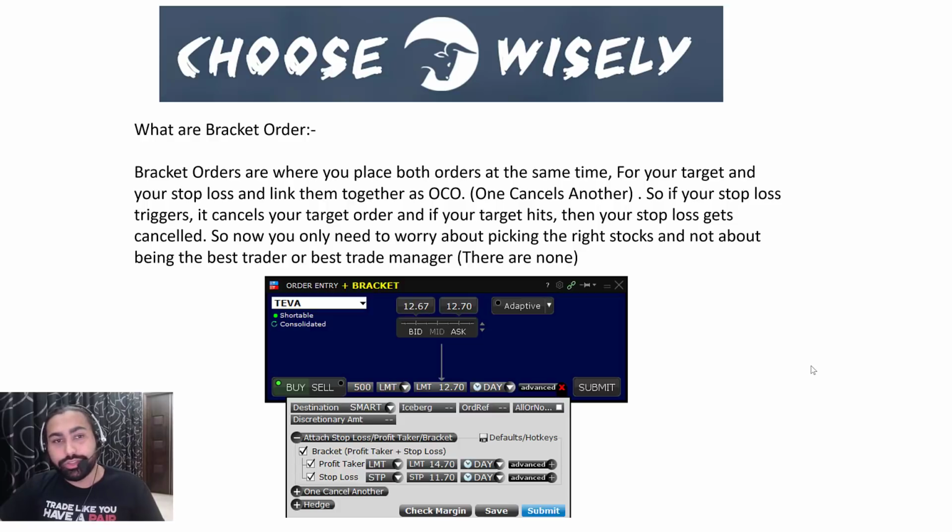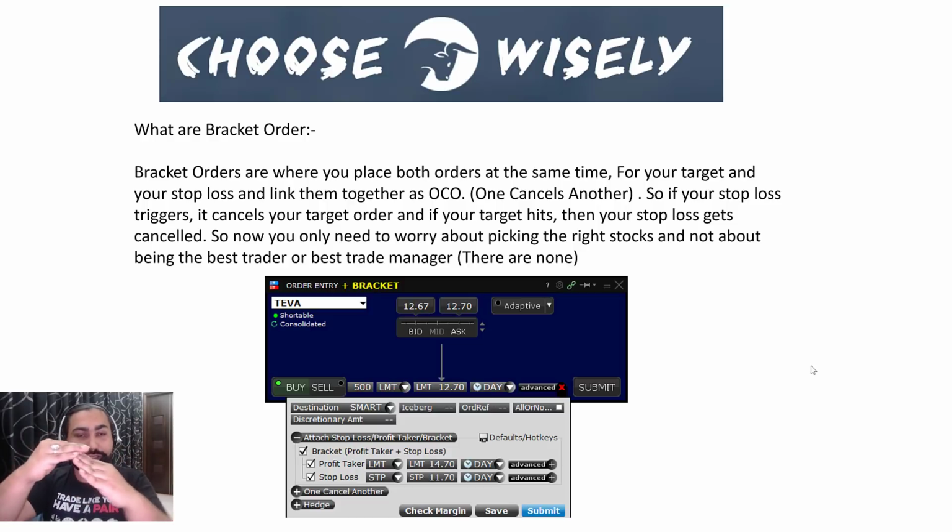Now, bracket orders are basically where you place orders on both sides of the market at the same time. So let's say you place your entry, you place your stop loss, and you place your target. So it's like a sandwich. You're bracketing it, right? Bracket. So stop loss, target, entry is already in there. So as soon as your entry triggers, now you have a stop and a target in the system.